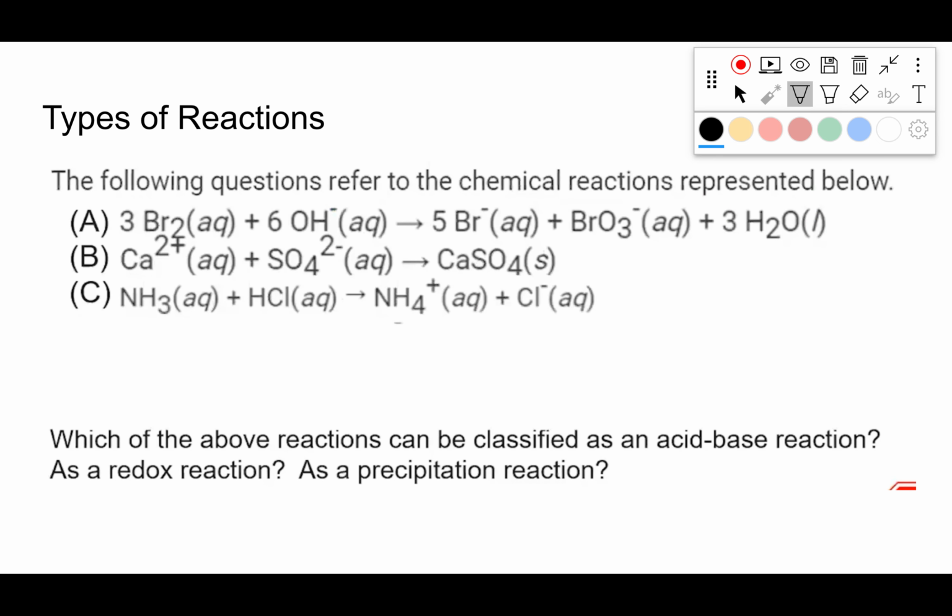Let's try one more. It gets easier the more you practice these. So we got to figure out again acid, base, redox, and precipitation. So let's start with precipitation. Precipitation is going to be my second equation because it ends up with a solid on my product side. So this is my precipitation reaction.